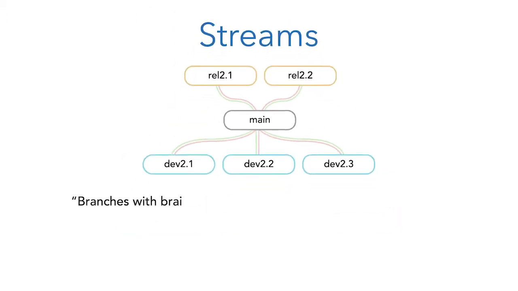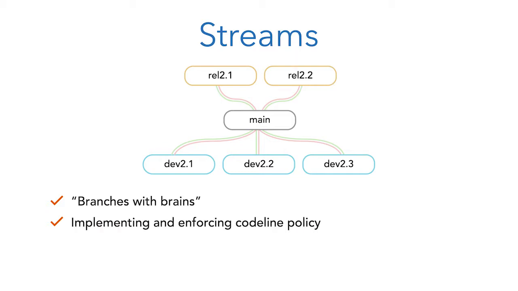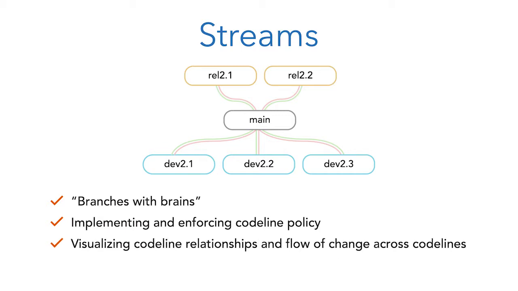Streams are also known as branches with brains and are a variant of the body of code. They provide a way of implementing and enforcing code line policy, as well as visualizing code line relationships and the flow of change across code lines.